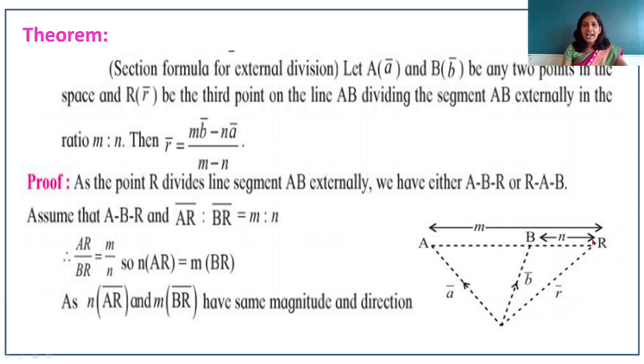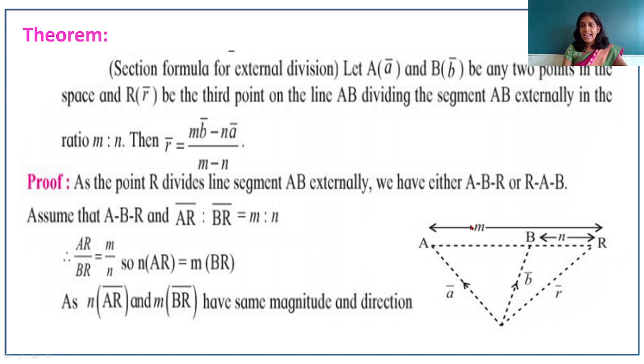Now R divides AB externally in the ratio M:N. So here the order is either ABR or RAB, because R divides AB externally. We consider ABR, so we assume that it is ABR. In ABR, this R divides AB in the ratio M:N.